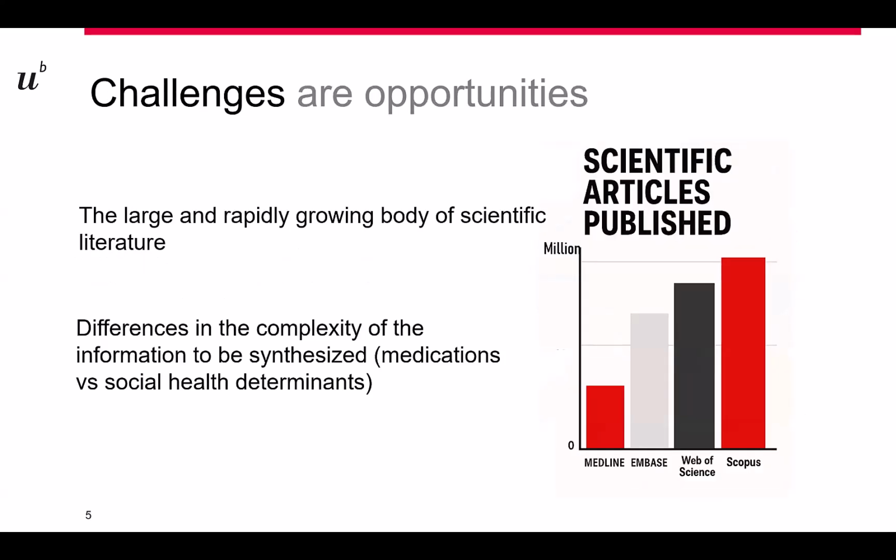So to have answers to address these questions, they have another common element. The questions are answered in the scientific literature, but at the same time, that is a challenge because we know that we have a huge body of scientific articles, and every day that number is growing. And the other challenge is depending on your question, you will have different complexities in the information that you need to synthesize. You can think that when you are asking about the efficacy of a medication is more straightforward than when you are trying to answer a question about the impact of social health determinants in, for example, human health.